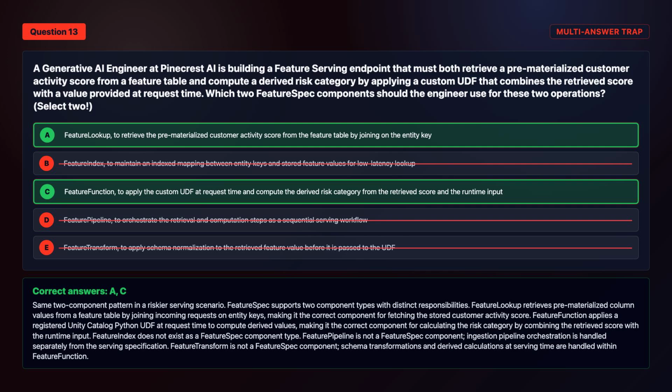Feature index does not exist as a feature spec component type. Feature pipeline is not a feature spec component. Ingestion pipeline orchestration is handled separately from the serving specification. Feature transform is not a feature spec component. Schema transformations and derived calculations at serving time are handled within feature function.